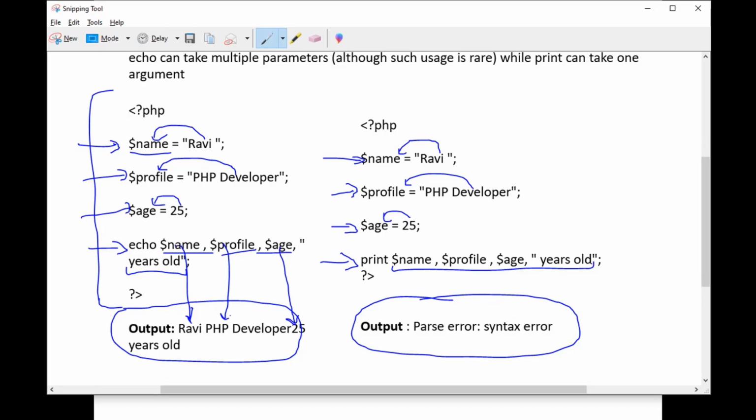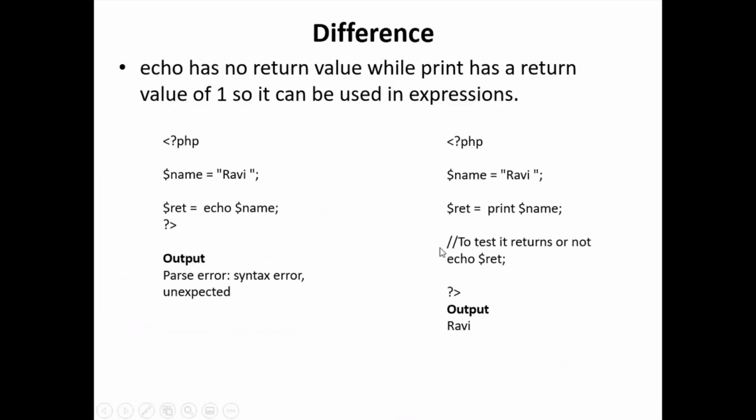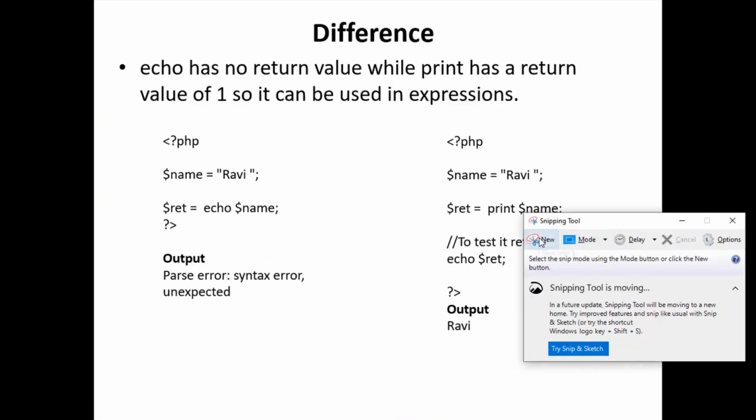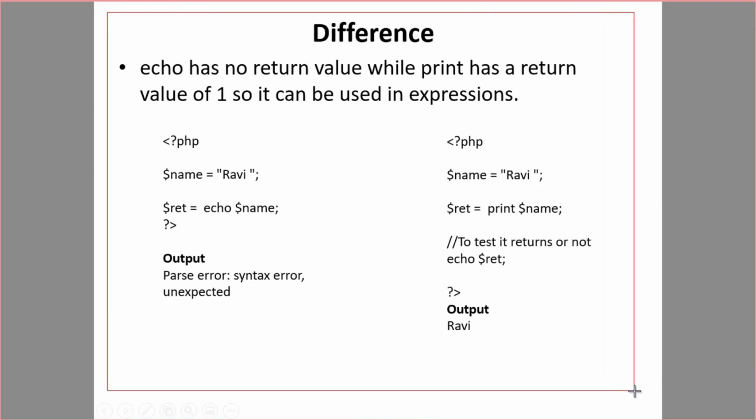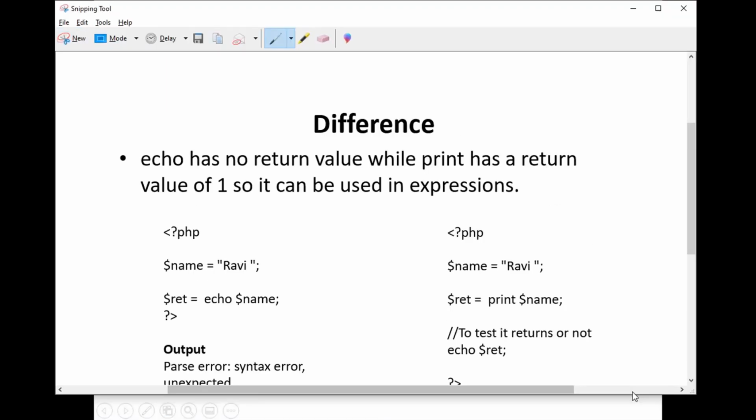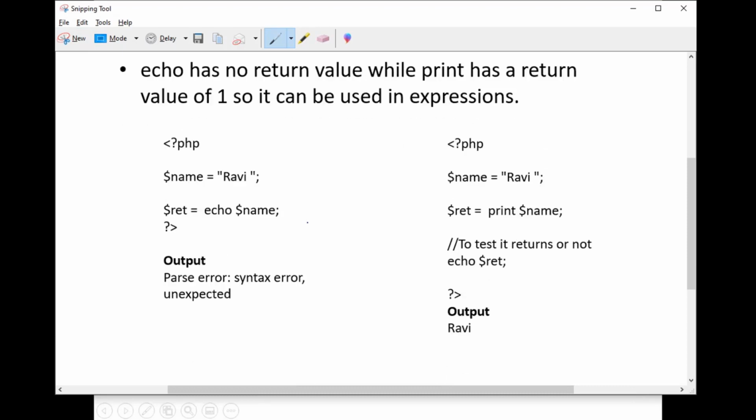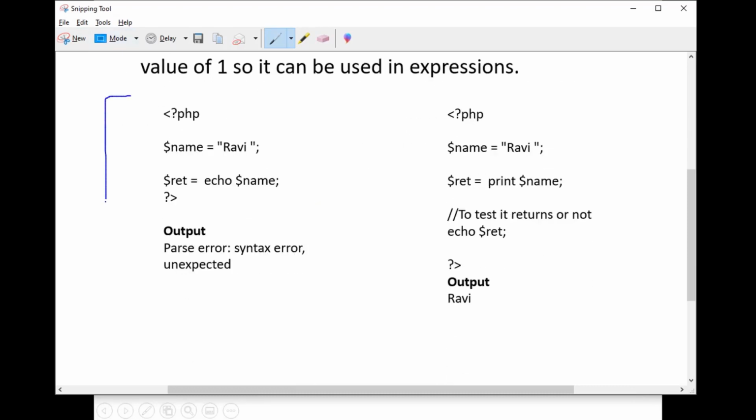Always remember, this is the difference between print and echo. Echo has no return value, while print has a return value of 1, so it can be used with expressions. That is another difference. So let's check it out with this part.